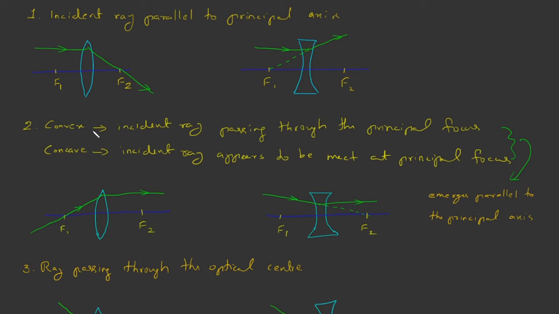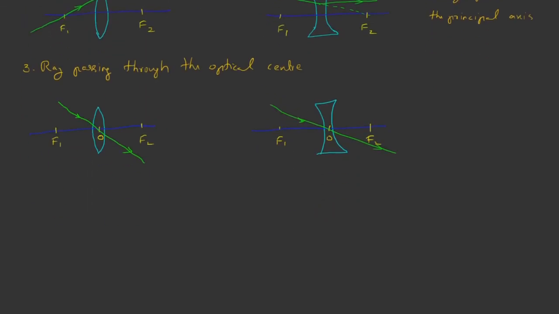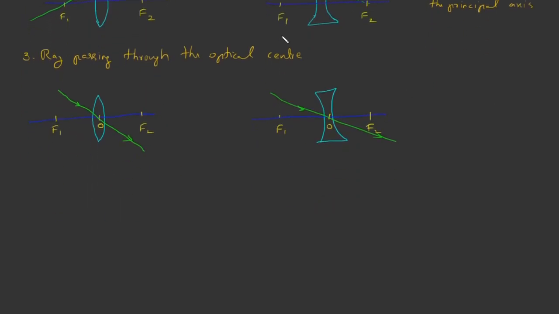The second ray we considered here is the incident ray passing through the principal focus for convex lens, and the incident ray appears to meet at the principal focus for concave lens. And after refraction, both rays will emerge parallel to the principal axis. And the third ray we considered here is a ray passing through the optical center. It passes without any deviation.